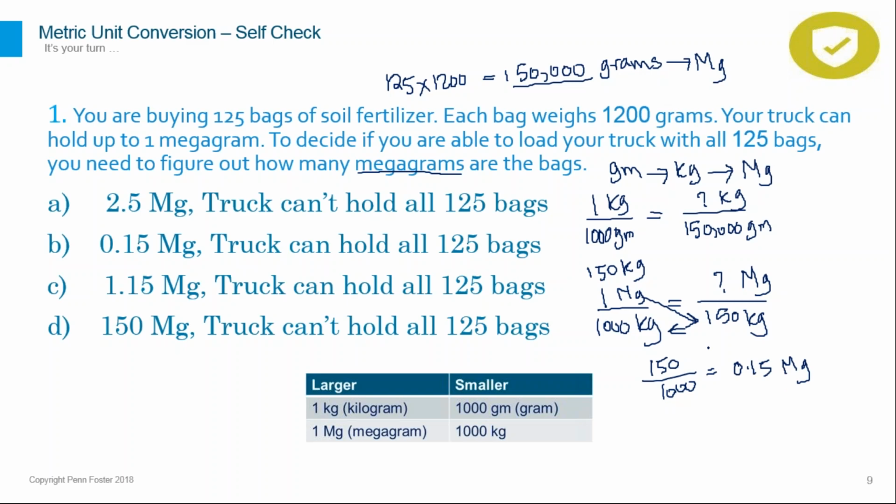Because if you're dividing by 1,000, remember you are shifting the decimal point 1, 2, 3 places to the left. So that's why our answer is 0.15, not 1.15. Since the load is much less than the capacity of the truck, yes, the truck is able to hold that many bags. So our answer is B. Questions?